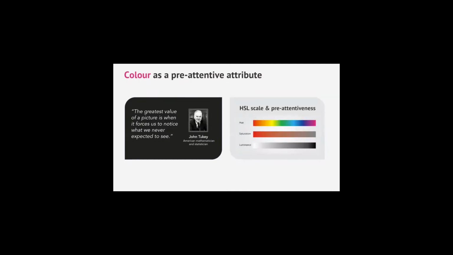Use of color for grabbing attention is possibly the most important. Here's a quote from John Tukey, which says that the greatest value of a picture is when it forces us to notice what we never expected to see. And that's actually what we can do with color, grabbing the attention of the user and focusing on specific points of the visualization. We do that through the HSL scale, where H stands for hue, S for saturation, and L for lightness or luminance.